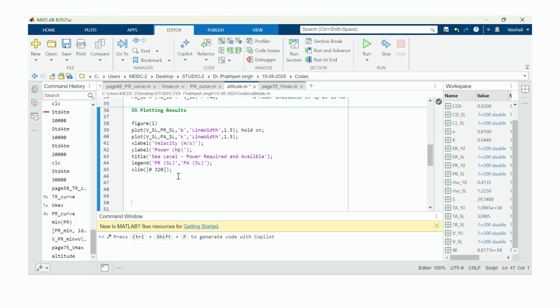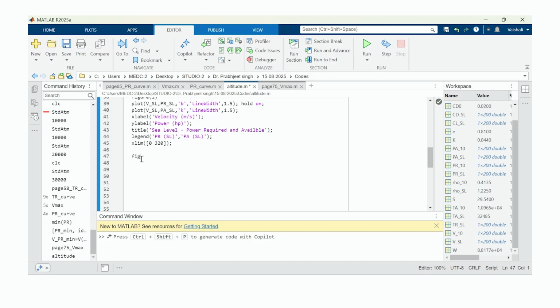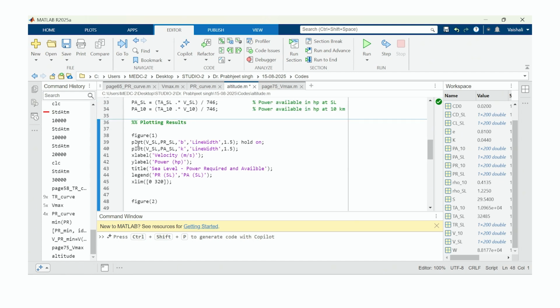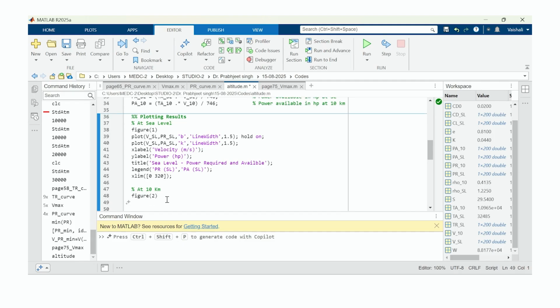Now quickly go to figure 2. Now figure 2 will depict the results at 10 kilometers. So this is for sea level, and this is for 10 kilometers. Now let us write almost similar code here. Let me just in fact copy from here.